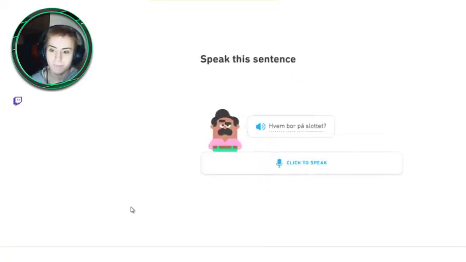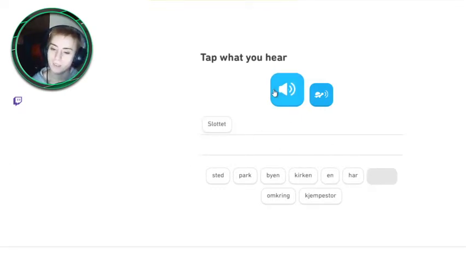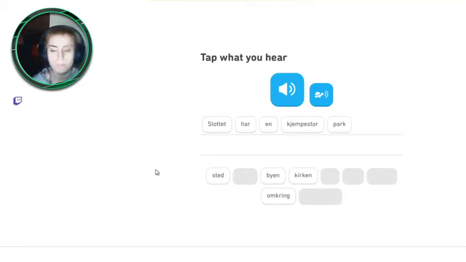Hvem bor på slottet? Who lives in the castle? I want to live in a castle. Slottet har en kjempestor park.